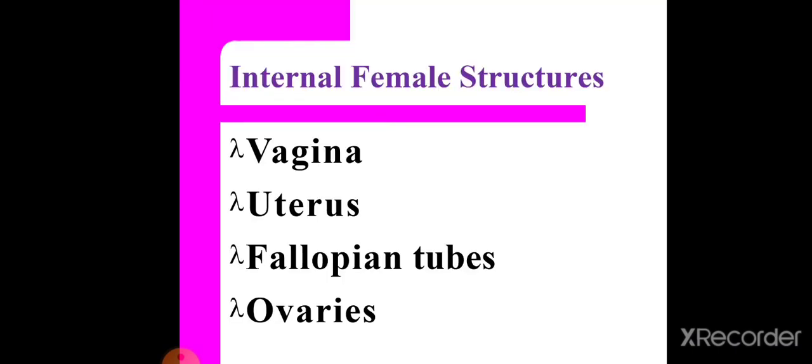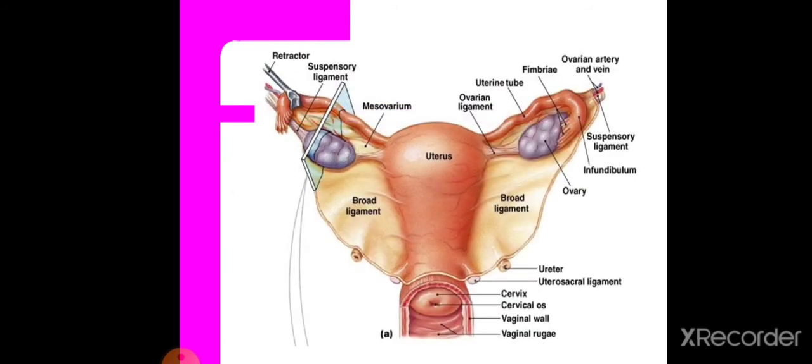Then the internal female structures include the vagina, uterus, fallopian tubes, and ovaries. So this is the female reproductive organ which is lying inside. It is the uterus along with the ovaries.